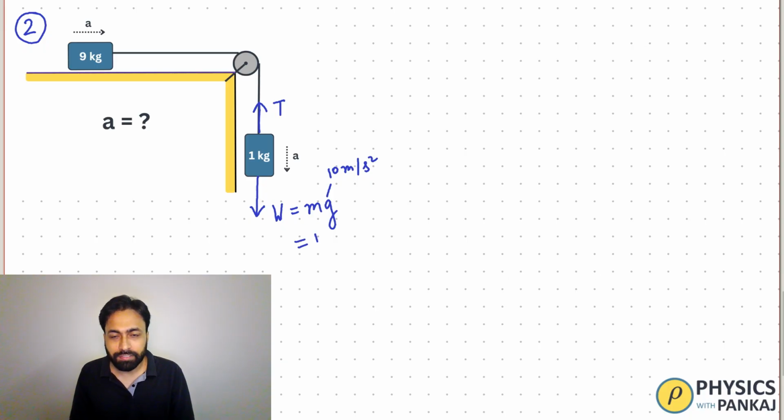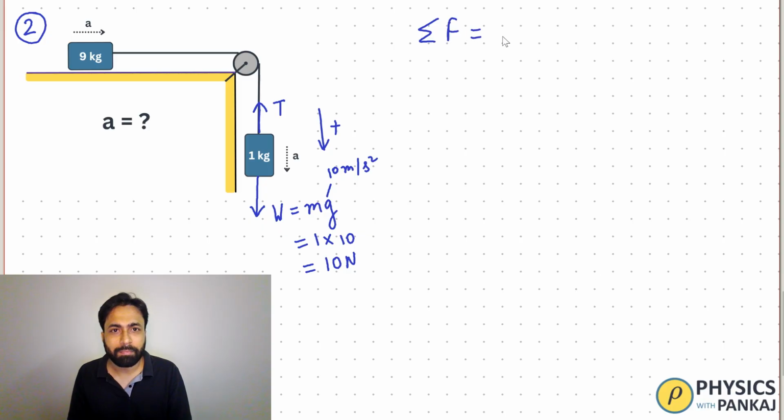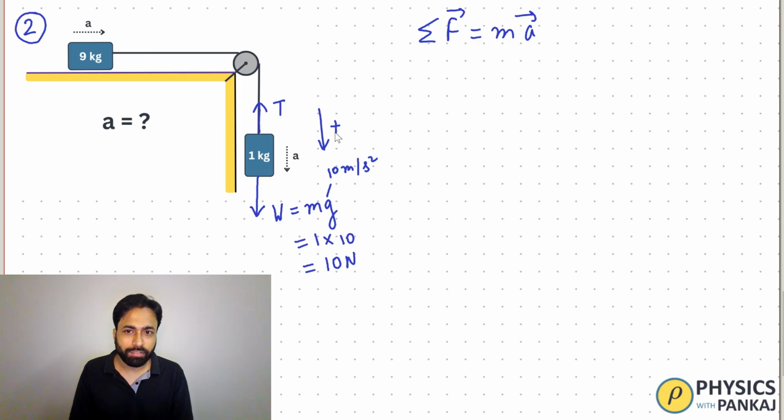The mass is 1 kg and g is 10. So the weight of this block is 10 newtons. If I take the downward direction as positive, I can write the equation again, sigma F equals ma. By the way, the sigma here means summation, that is simply the sum of all the forces. Taking downwards as positive, this 10 newton force is a positive force.